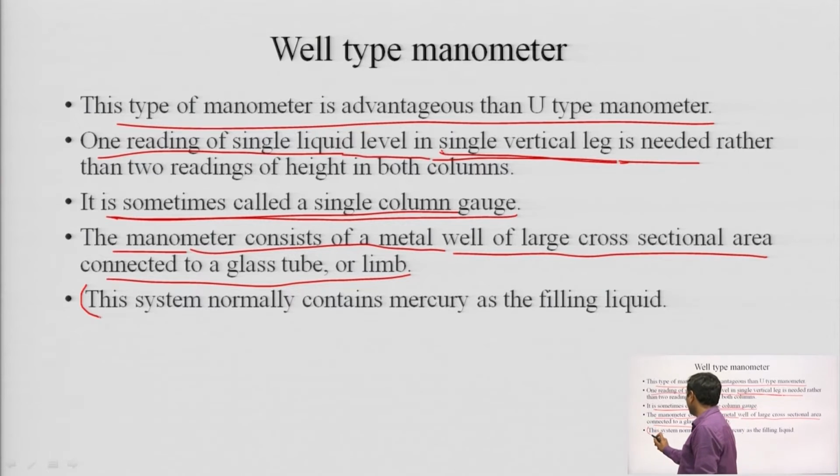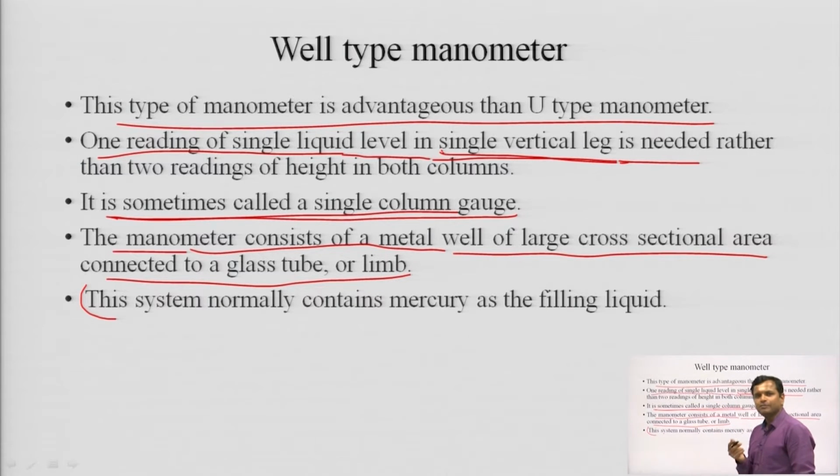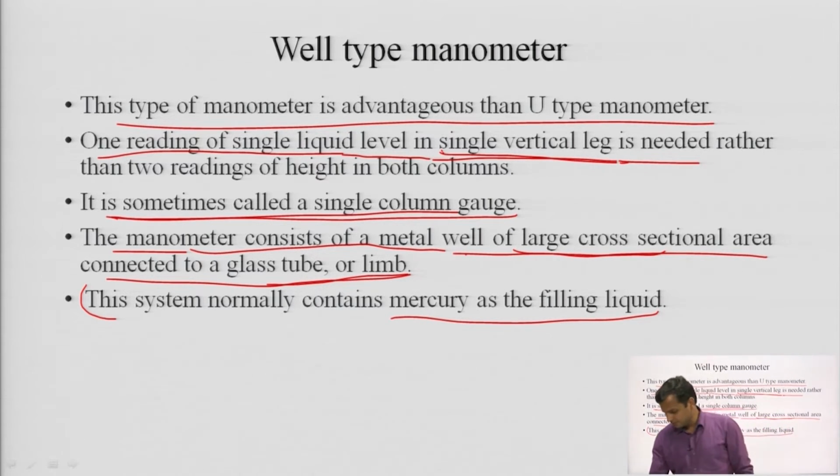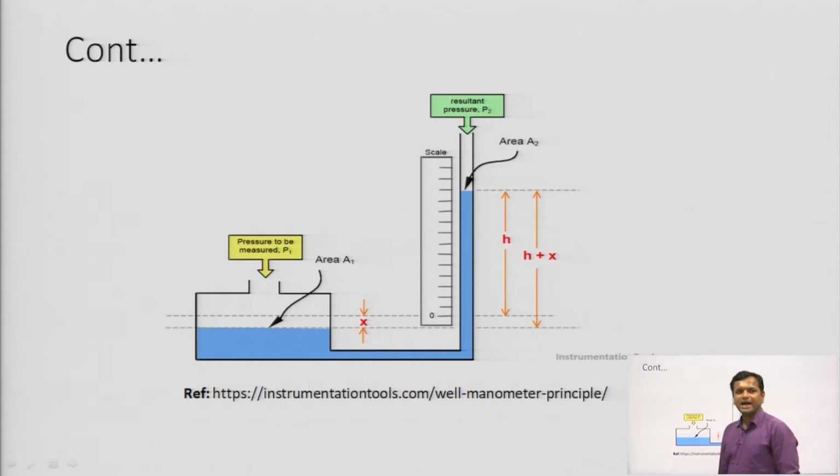I also told you about the various liquids that can be used in a manometer. Preferably, in the Weld type manometer, we use mercury as the filling liquid. When we talk about the construction of the Weld type manometer, it consists of a metal well of large cross sectional area connected to a glass tube or limb. Now we will see the basic diagram of the Weld type manometer.